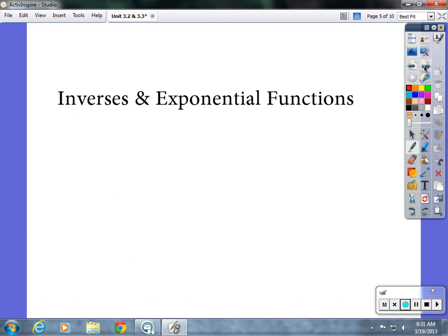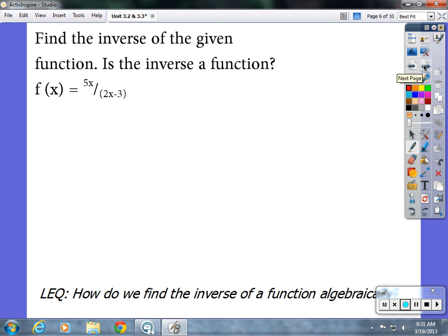Inverses and exponential functions. So find the inverse of the given function. Is the inverse a function? So we have f of x equals 5x over 2x minus 3. To find the inverse, we're going to first switch x and y. So x is going to equal 5y over 2y minus 3. That's the easiest way, I think, to find an inverse. And from here, we resolve for y. So we multiply both sides by 2y minus 3.